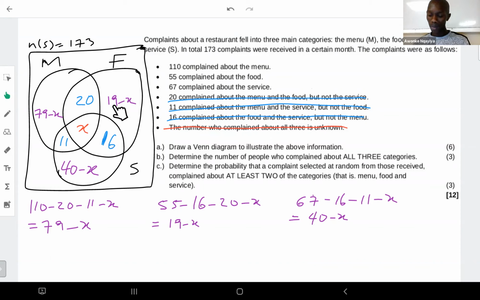And then there are 19 minus x complaints about food only. There are 79 minus x complaints about menu only. There are 40 minus x complaints about the service. So that is what we mean about what is in that Venn diagram. That means we are done with those three given pieces of information. Is everything clear so far? Because if you can't draw the Venn diagram, then you can't answer the following questions. So it's of no use for me to rush to answering the upcoming questions if you did not understand how to draw a Venn diagram.